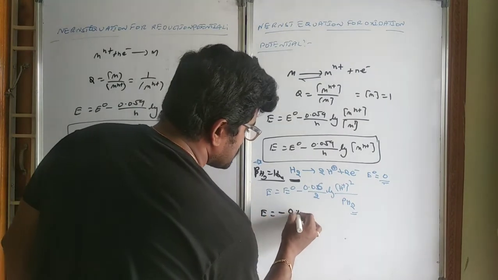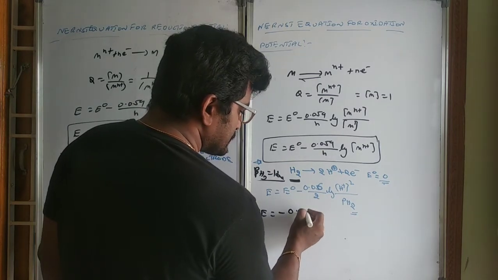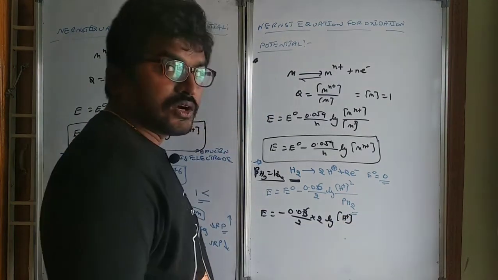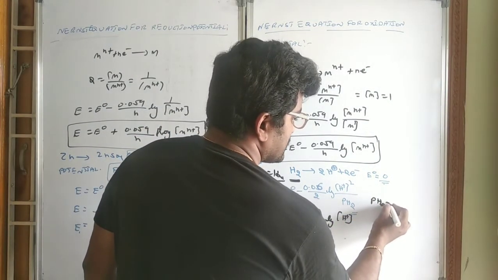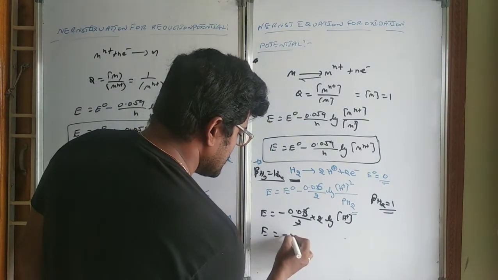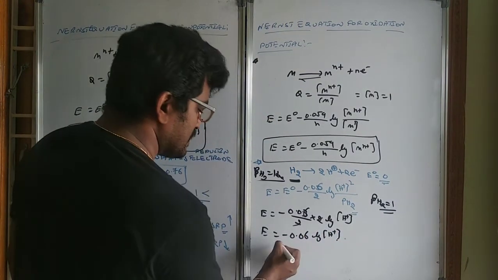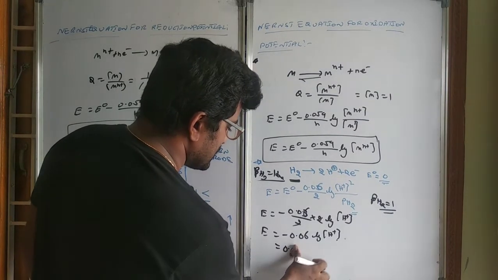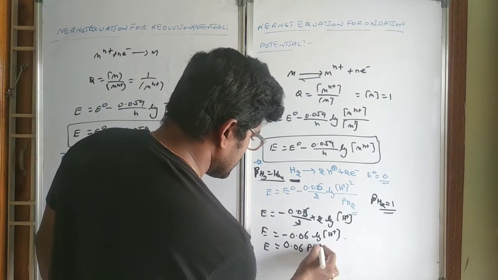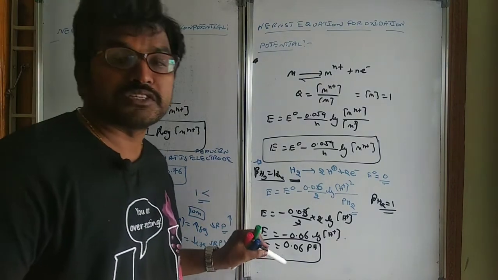So E is equal to minus 0.03 log H+ whole square, means 0.06 by 2 into 2 log H+ concentration. If pH2 equals 1, then this gets cancelled. So E is equal to minus 0.06 log H+. You know, minus log H+ equals pH. So you can write it as 0.06 pH. So if you know the pH of the solution, you can find the electrode potential very easily.